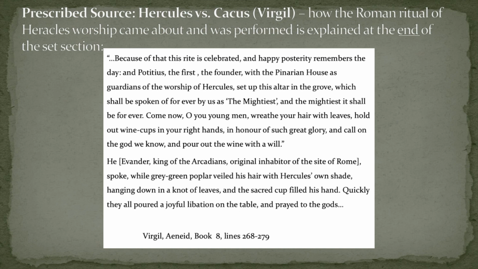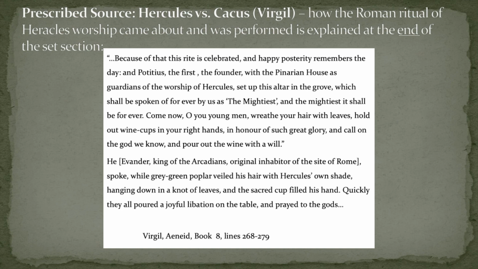And Potitius the first, the founder, with the Pinarian house as guardians of the worship of Hercules, set up this altar, which he's probably pointing to the altar, in the grove, which shall be spoken of forever by us as the mightiest, as in it's the mightiest altar, because it refers to Hercules. And the mightiest it shall be forever. Come now, O you young men, he's talking to the Trojans with Aeneas who've turned up.